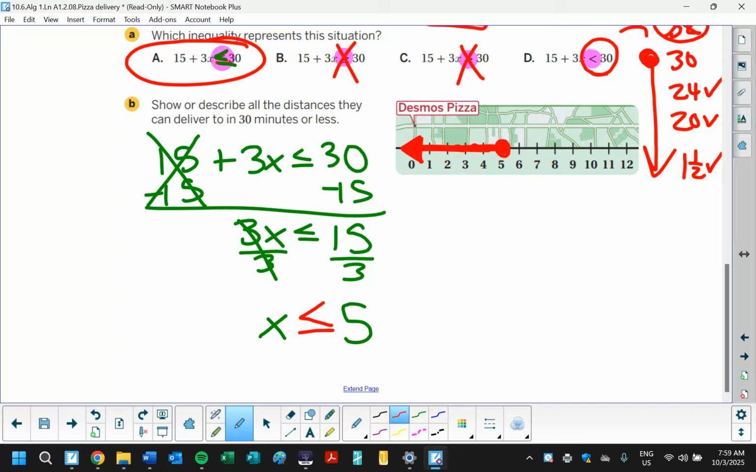Now, some of you might be saying, but Mr. Cowan, you can't deliver something for negative miles. You're absolutely right. She wouldn't really include that. But I'm just going to pause right there.